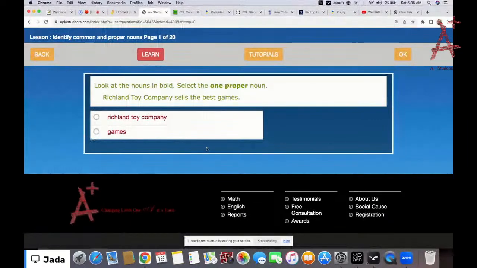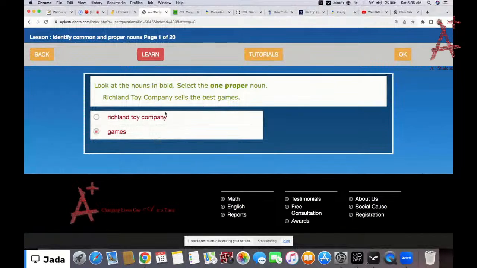Proper noun is the word in bold, or in small. It's the one in capital letter. Okay, so let's see. Richard Toy Company sells the best games. So which one is going to be the proper noun here? Is it games or Richard? Which one? Games for proper noun.